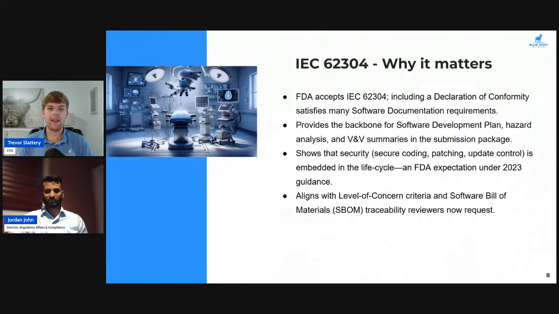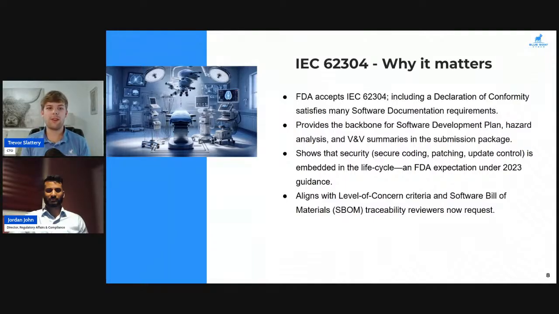This acts as evidence that security is embedded into the life cycle. It goes all the way back to this security by design as opposed to security at the end. This is what the FDA expects us to see under that 2023 guidance, which has now just been finalized. This also aligns with any level of concern criteria and software bill of materials traceability that reviewers now request.